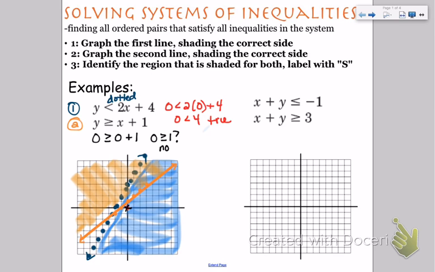So my solution is where those two shadings intersect each other, where I have blue and orange. So my shaded region where they both intersect each other is right here.